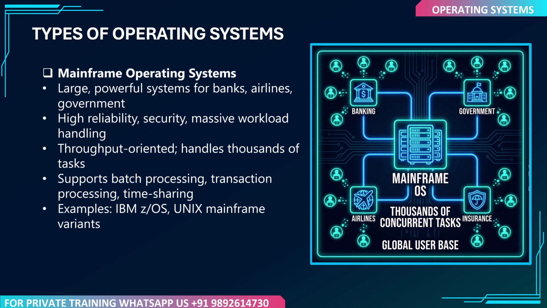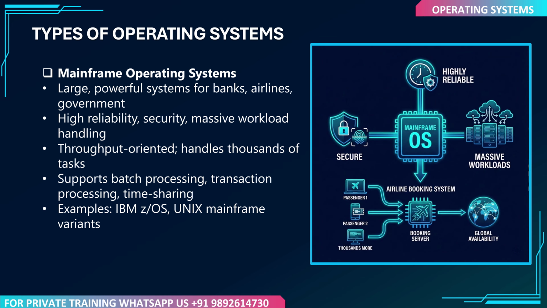Let's start at the top with the giants of the computing world, the mainframe operating system. Mainframes are large, powerful computers used by big organizations. Think of banks, government agencies, insurance companies, or airlines. These machines handle thousands of tasks at once, often from hundreds of users spread across the world. The operating system for a mainframe must therefore be highly reliable, secure, and capable of managing massive workloads simultaneously. Imagine an airline booking system where thousands of passengers are checking flight availability or booking tickets at the same time. The system cannot afford even a single minute of downtime.